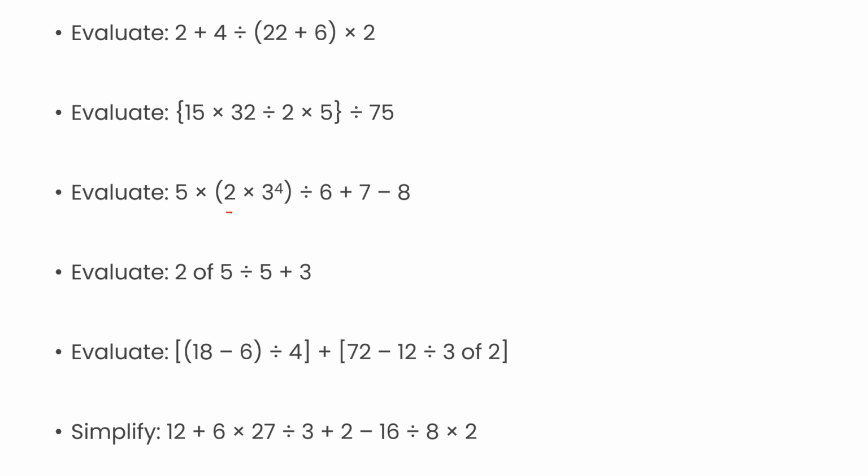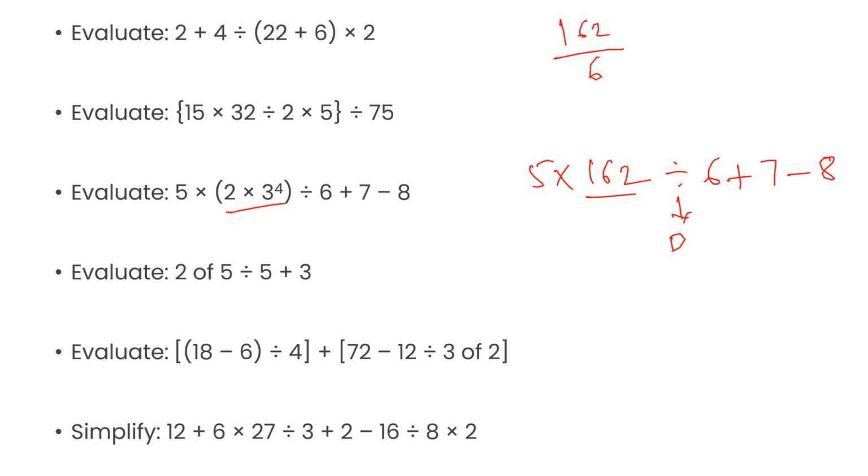2 into 81, that is 81 into 2. How can we do this? 8 twos are 16, 162. So it is 5 into 162 divided by 6 plus 7 minus 8. What do we have to do next? After solving this, we have division here. So look here, 162 by 6. Is 162 divisible by 6 or not?